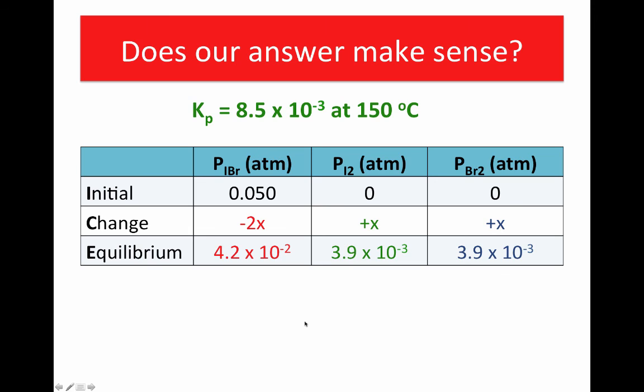Okay, so let's look at our answer again to see if it makes sense. We have a K value of 8.5 times 10 to the minus third. That's a very small value, and we'd see small values for K when we have more reactants than products. Is that what we have here? Well, we have our reactant that has an equilibrium concentration on the order of 10 to the minus 2, and both of our products have concentrations on the order of 10 to the minus 3. So there's about 10 times more reactant than there are products, and so that actually makes a lot of sense.